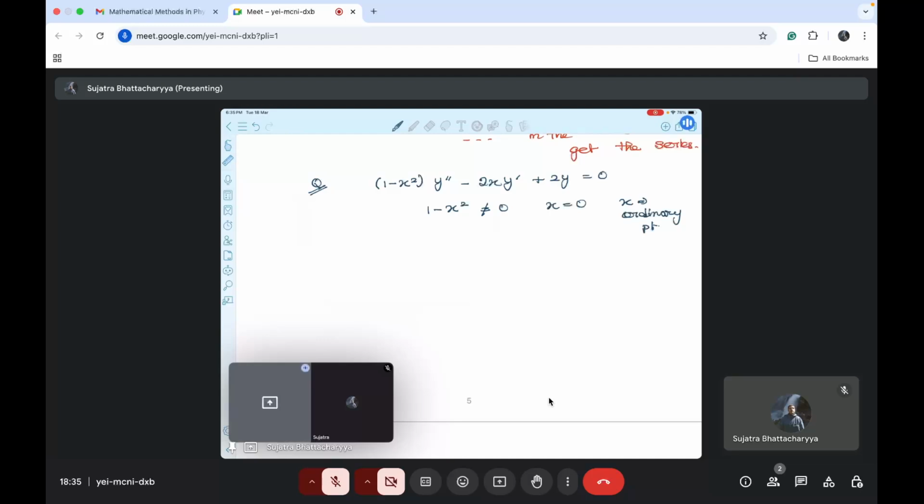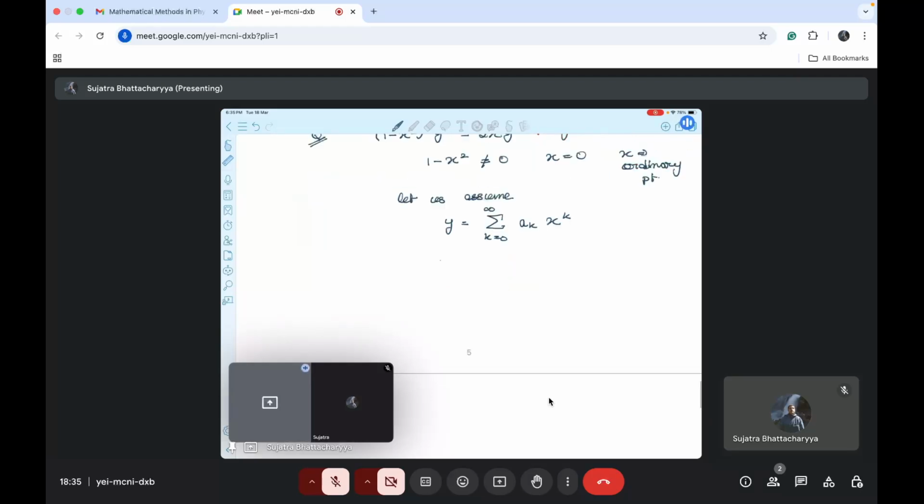Right? It is some kind of an ordinary point. Now, let us assume, as we have told you, the first step is to assume that y is equal to the summation k is equal to 0 to infinity a_k x to the power k. Fine. So what will be the dy/dx?